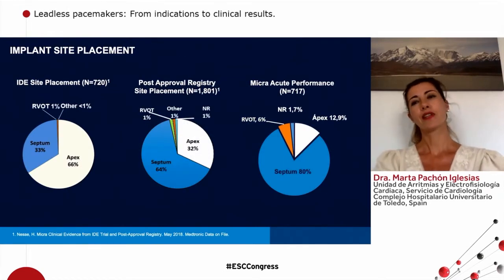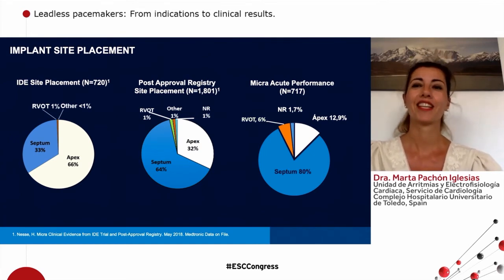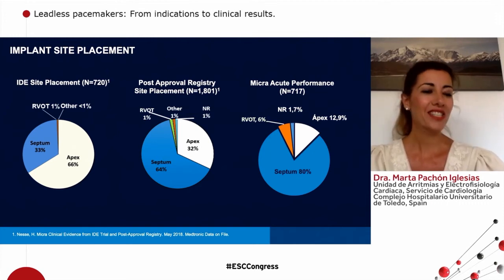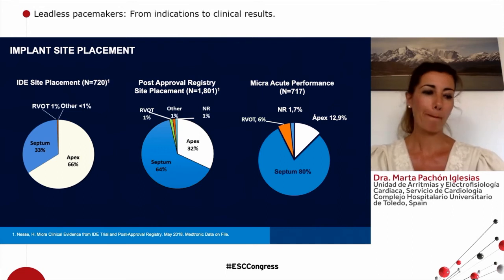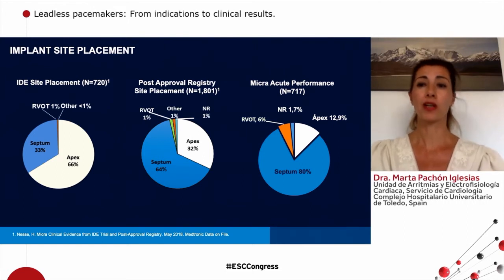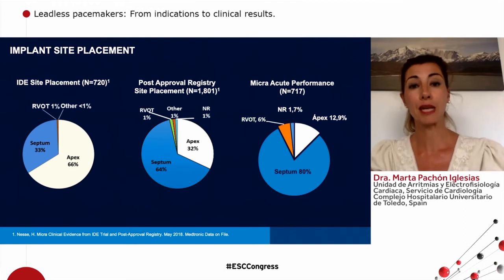Since the first Micra was implanted, we have learned a lot. It has been an amazing journey, and we have changed a little bit the implant procedure. One of the main changes has been the implant site. As you can see, at the beginning, in the IDE trial, 2/3 of the Micras were implanted in the apex and only 1/3 in the septum.